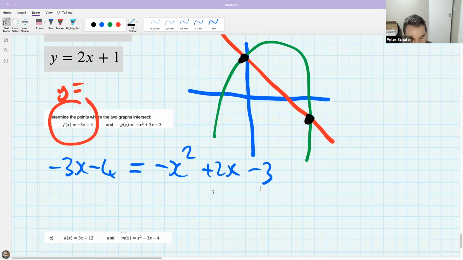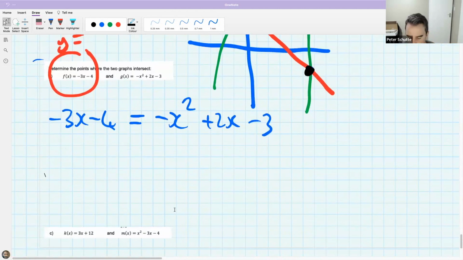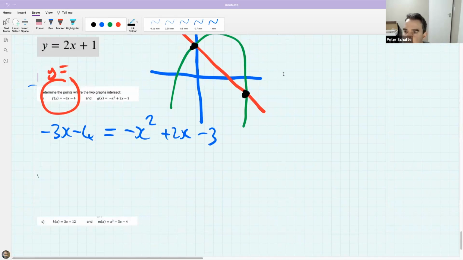Sometimes you can just sub the one into the other. Sometimes you can equate them. But at intersection points, the y values and the x values are equal, so you can solve for x using that. So I want you guys to solve that quadratic for me. Find me my x values that work.